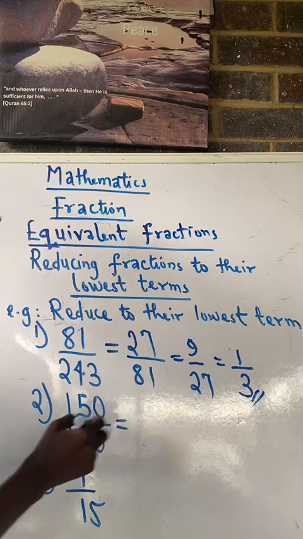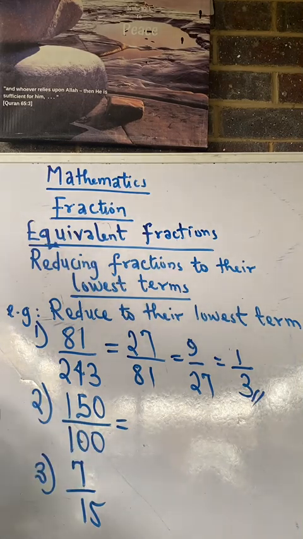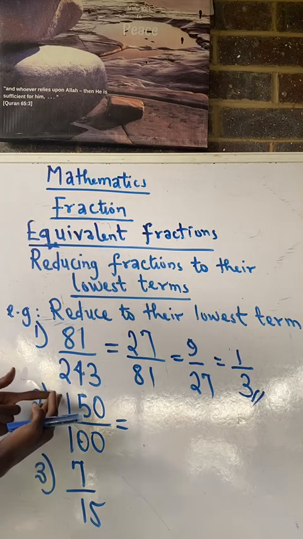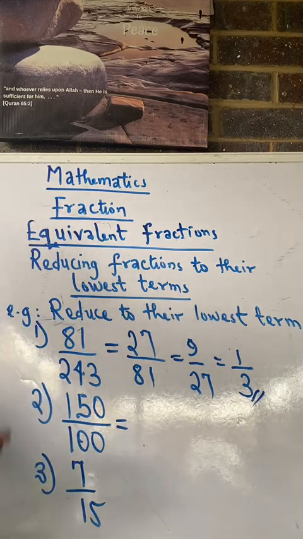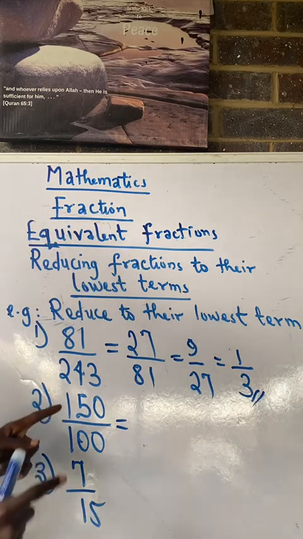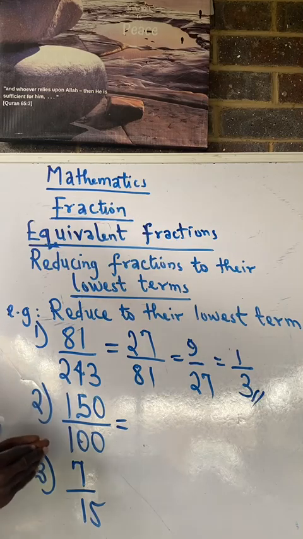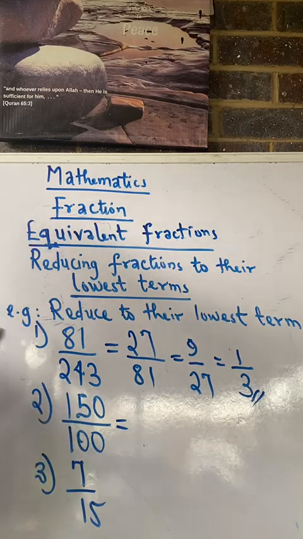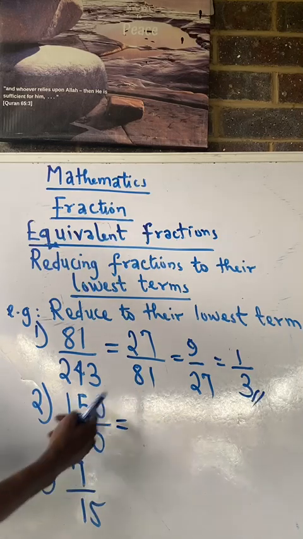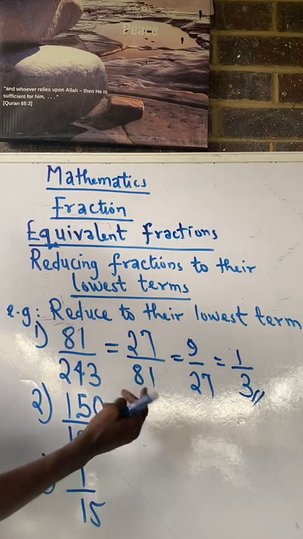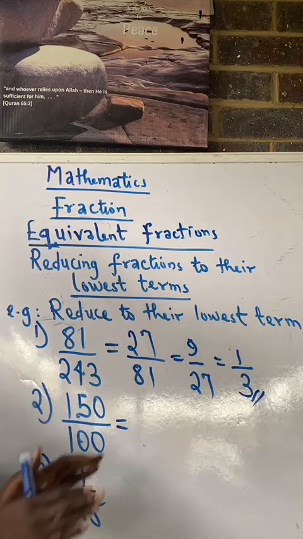So then for this, 150 over 100. Of course, 10 can go in both of them. In fact, 50 can go in both of them. 50 is the biggest number that can go in both of them, which will give us the simple answer. 50 in 150 gives us 3, and 50 in 100 gives 2, so 3 over 2. That's a simple, fast way.